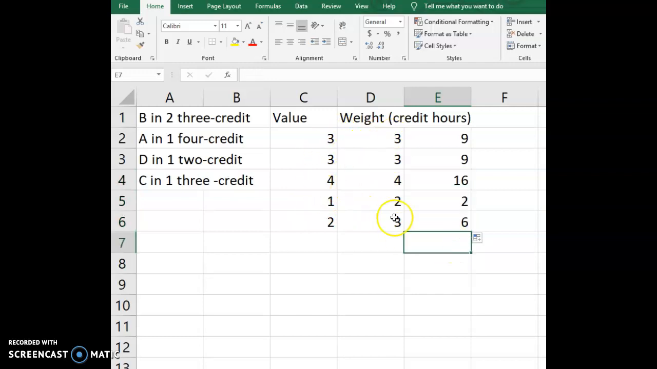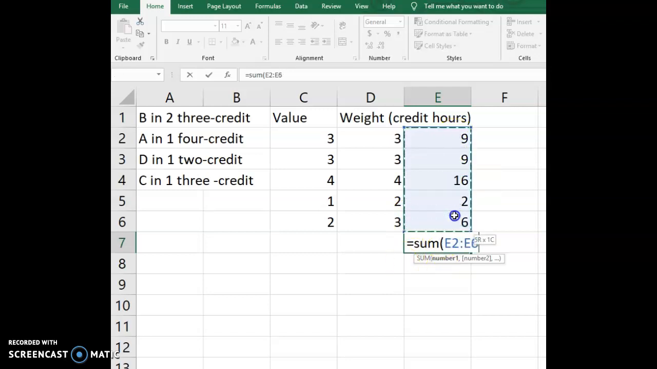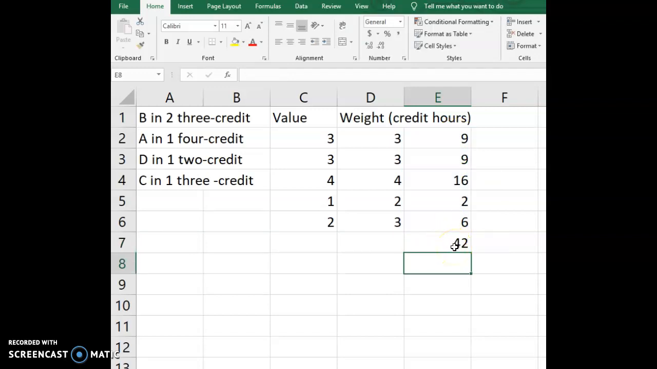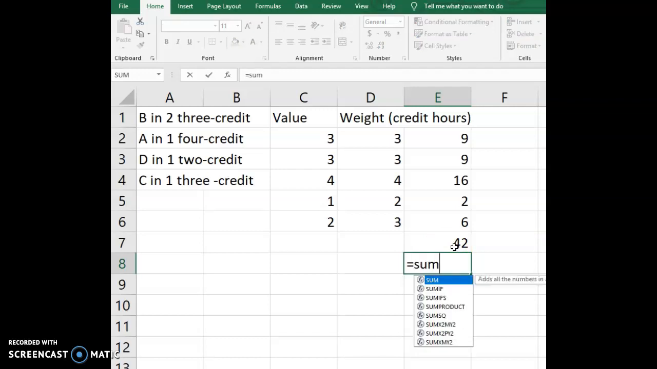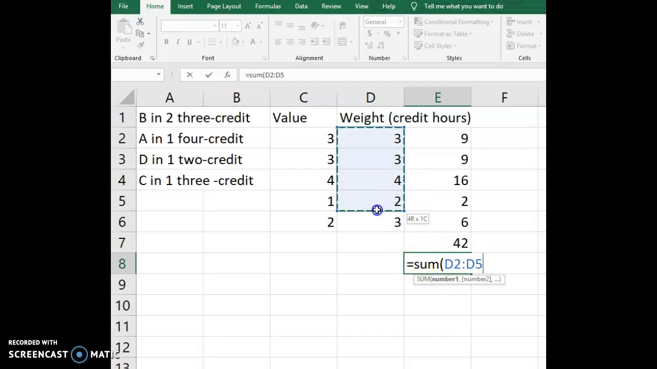You multiply those together, and then you sum those up for the top part of your formula here for a weighted average. Now, equals sum, open parentheses. I'm going to just grab those with my mouse, close the parentheses, and it sums up. The top part's 42. And what we divide by on bottom is the sum of all the weights. So equals sum, open parentheses. I'm going to grab the weights. We're just adding up all those values.